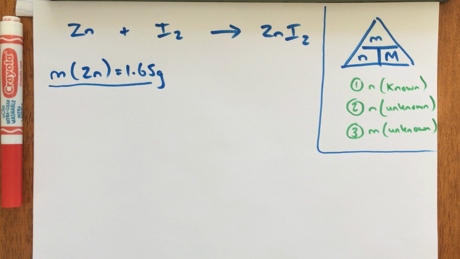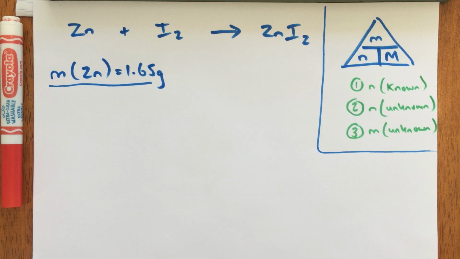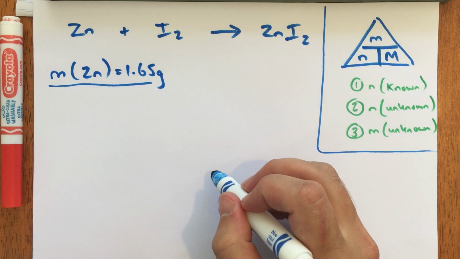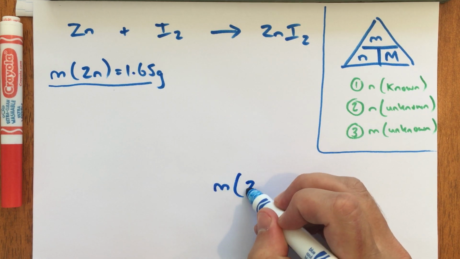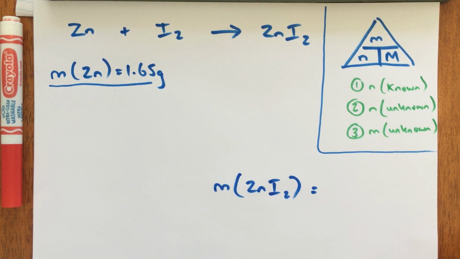From the question, you will always be given the mass of one of the substances, and that will be called our known. The mass that we are given in this question is the mass of zinc at 1.65 grams. So zinc is going to be our known. Our unknown is the one we are asked to find the mass of. And in this case, in the last line of the question, we're asked what mass of zinc iodide would be formed. So zinc iodide is our unknown. That's where we're trying to get to in this question, finding the mass of zinc iodide.